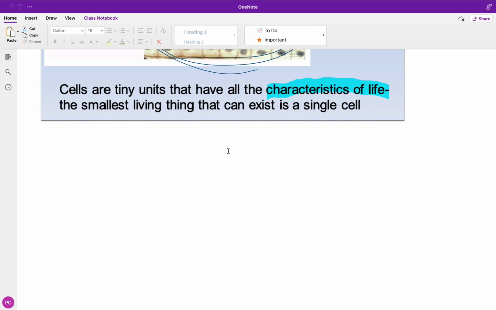Another thing we have to look at. The smallest living thing that can exist is a single cell by itself. And what you are is a load of these cells combined together, and there's loads of different types of cells, and they all work in different ways in order to make something as complicated and as special as a human being, something like yourself.